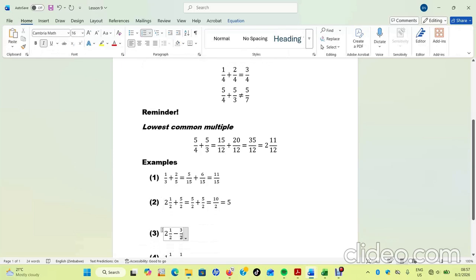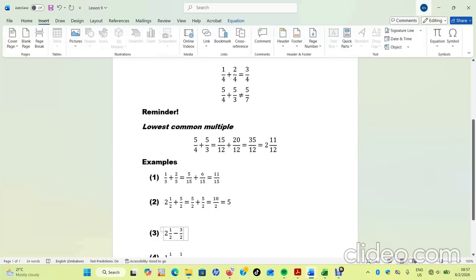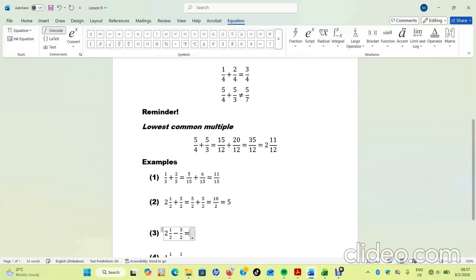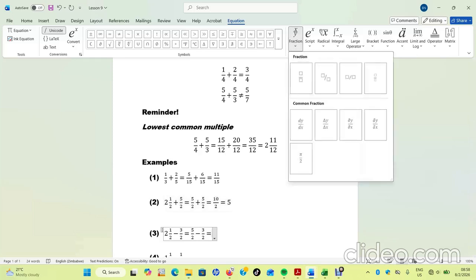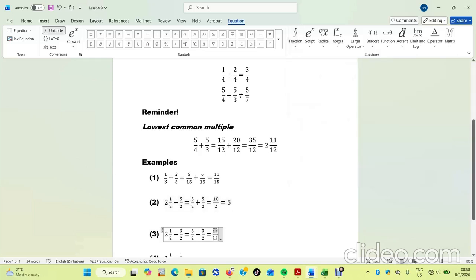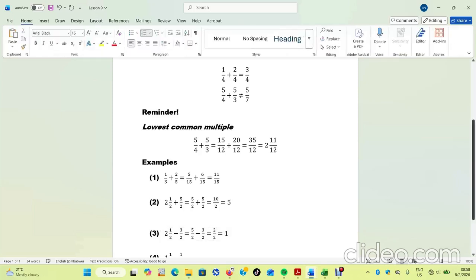Then 2 and 1/2 minus 3 over 2. You will use the same procedure as example 2. We will have 5 over 2 minus 3 over 2. 2 and 1/2 is 5 over 2. Then the denominator is still the same again. In this case, we are subtracting. So 5 minus 3 is 2. So the numerator is 2. Then our answer is 2 over 2. You can't leave it as it is. 2 over 2 is 1.